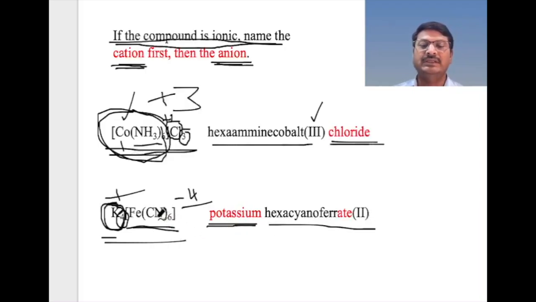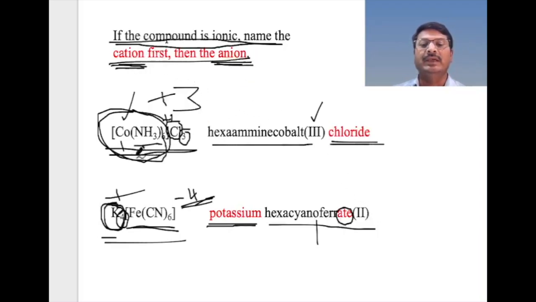Here hexacyano, total 6 cyanides are there. Hexacyano, if it is a negative charge ligand, you have to end with O. So hexacyanoferrate, it is a negative charge ligand. The iron will be written using the ate ending, ferrate, and the oxidation state of the iron is 2. So potassium hexacyanoferrate(II). So what is the rule here?